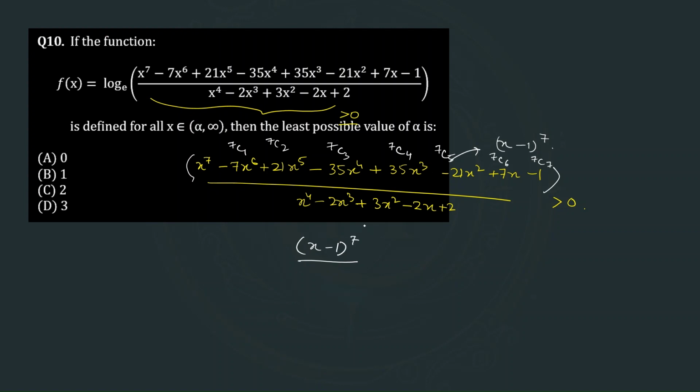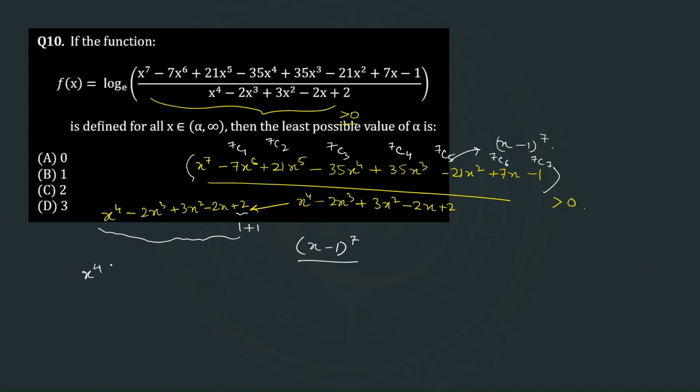Now comes the denominator. What is this? So we can say it is not the expansion of any binomial expansion. So let us try to interpret this thing separately: x to the power 4 minus 2x cube plus 3x square minus 2x plus 2. Now here we have to keep in mind, whenever we see symmetric coefficients, like here is 1, then minus 2, then 3, then again minus 2, then it should be 1. So let us break this 2 into 1 plus 1. So we can simplify this part first.